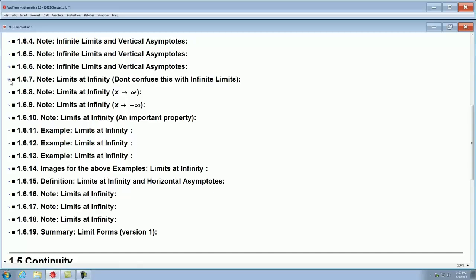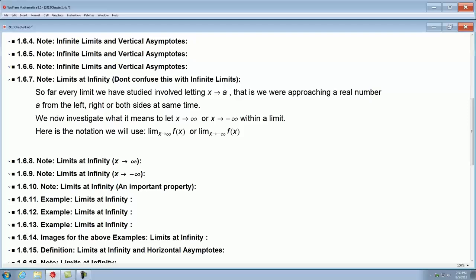All right, do not confuse the next concept with infinite limits. Now we're going to talk about limits at infinity. So don't confuse these two. Limits at infinity. So far we've studied limits when we let x approach some number a. And we approach it from the left or the right, or we approach it from both sides at the same time. Now what we're going to do is let x approach infinity instead of a fixed number a, or negative infinity. Here's the notation we'll use.